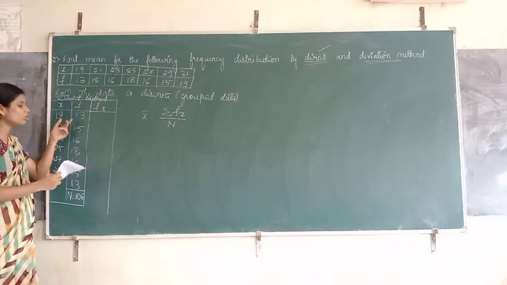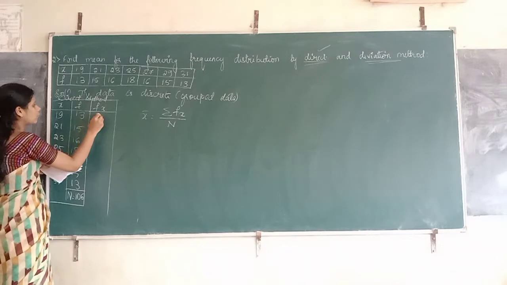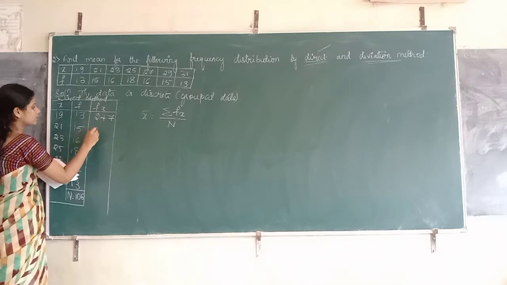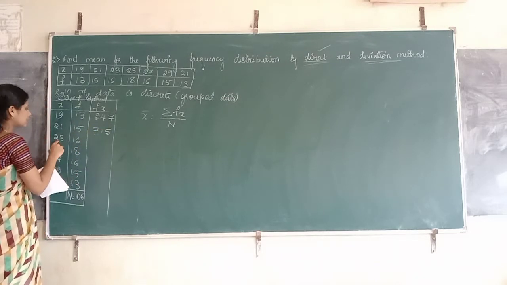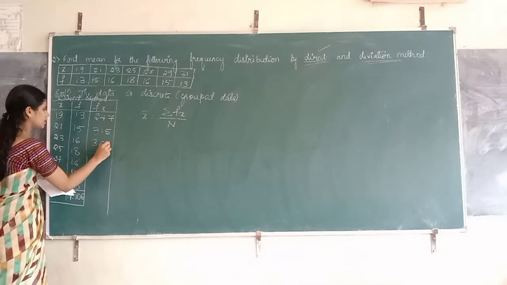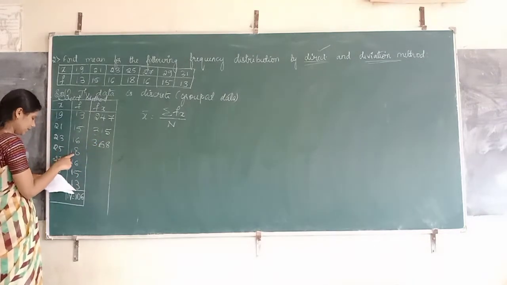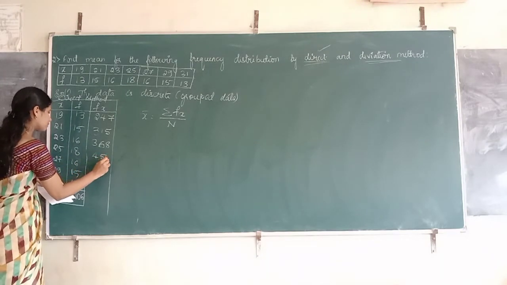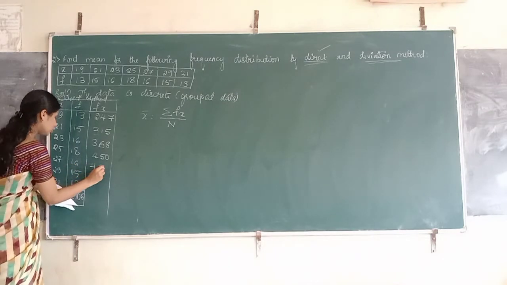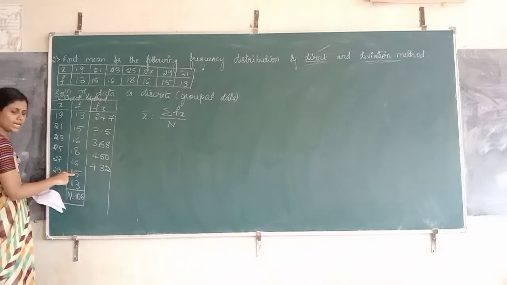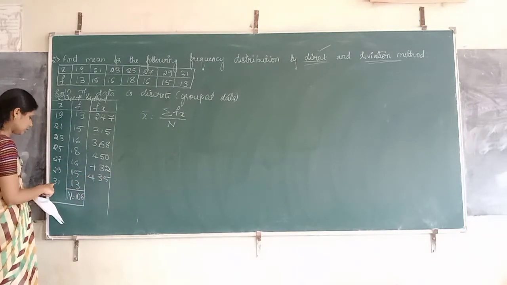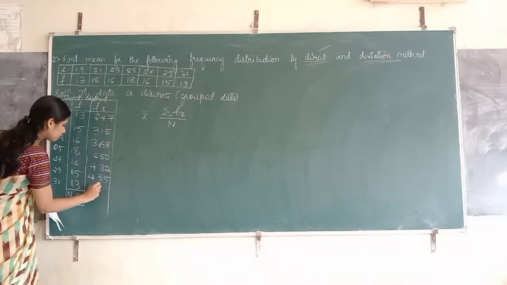So 19 into 13, it is 247. Next 21 into 15, it is 315. Next 23 into 16, it is 368. 25 into 18, it is 450. 27 into 16, it is 432. 29 into 15, it is 435. Next 31 into 13, it is 403.